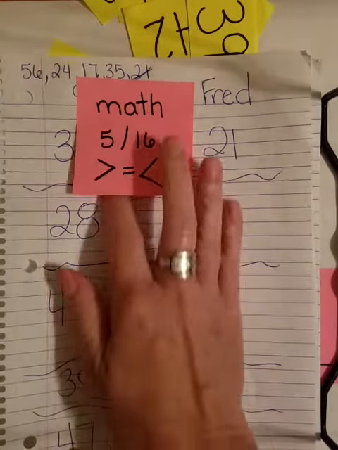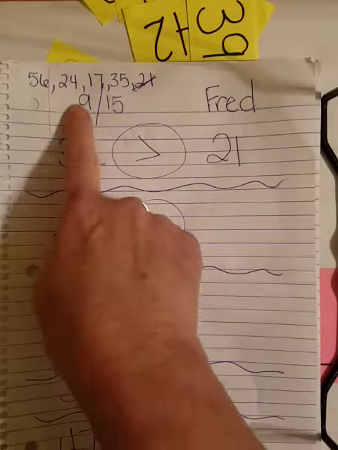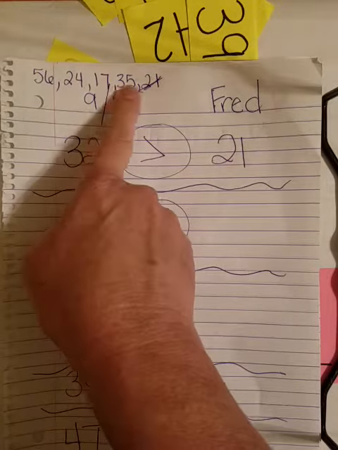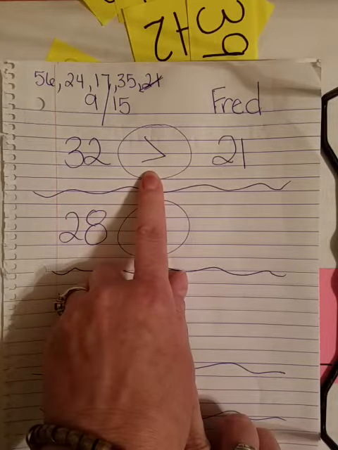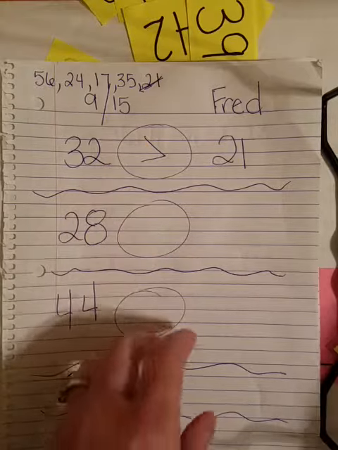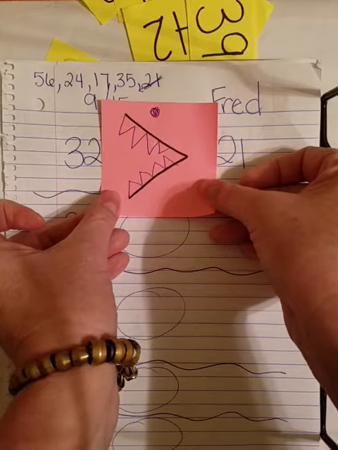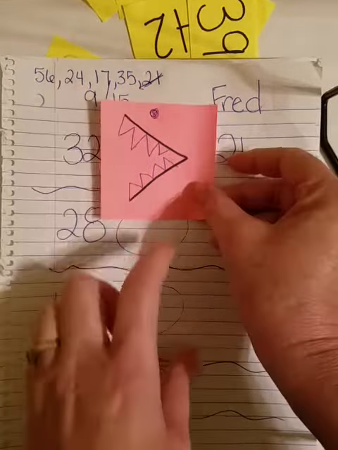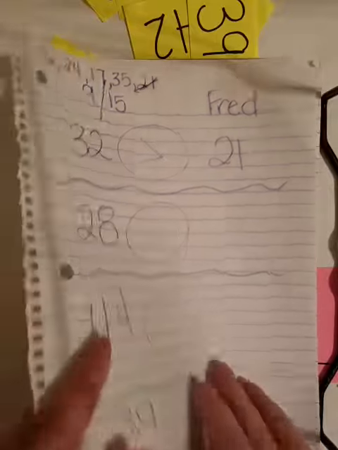We're going to play that math game again. You know, the one we did on the 15th, where I picked these numbers and then you picked these numbers and wrote them down the side, and then you were supposed to write which number was greater by using that alligator, right? That 32 is greater than 21. You were supposed to fill in all of these numbers and take a picture of it and turn it in. Let's play again.